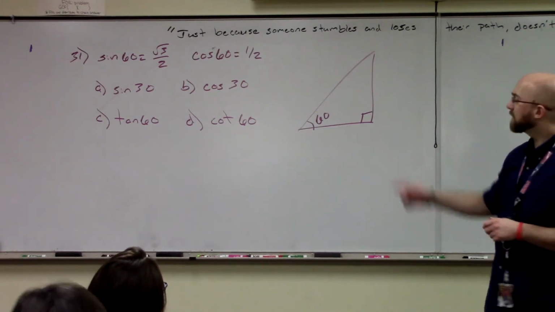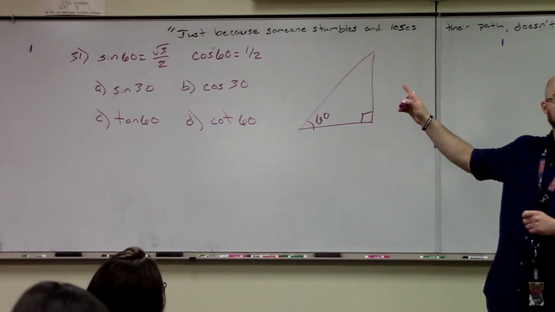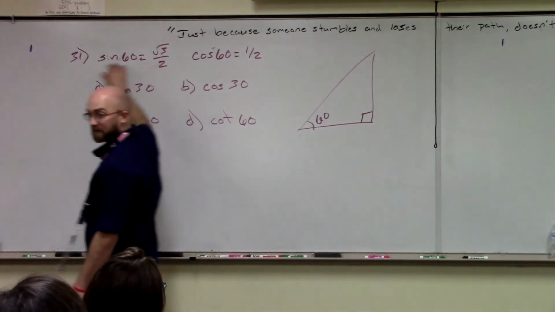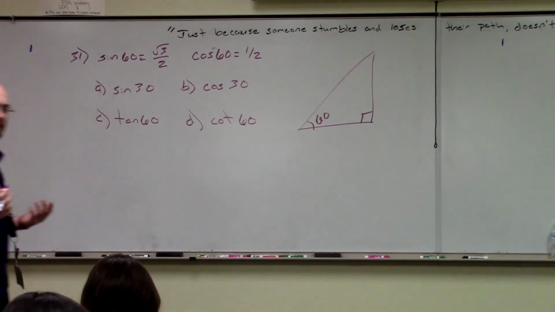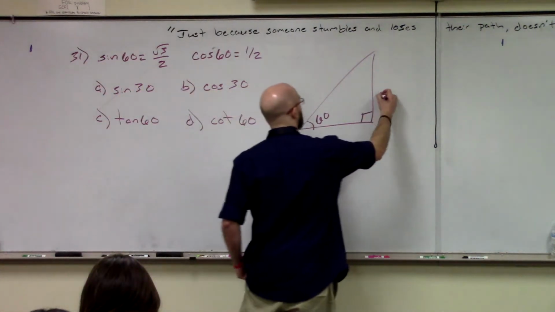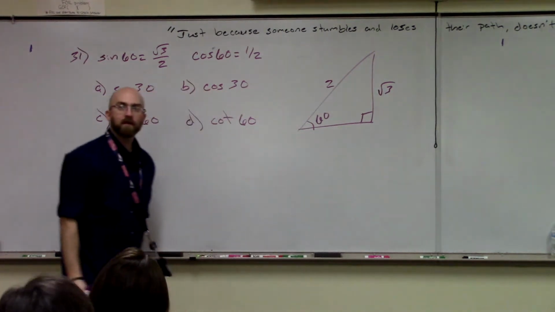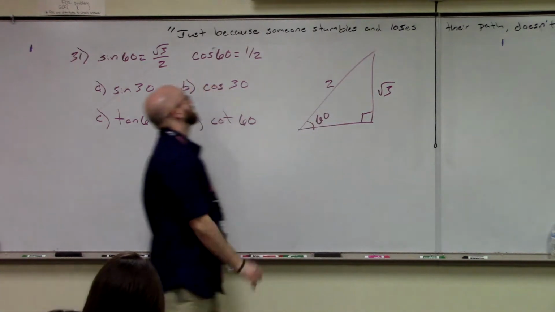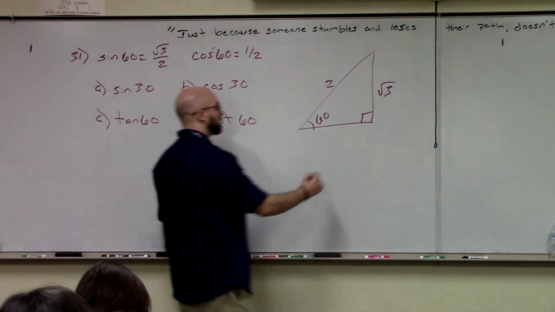Now, based off the information it gives us, can we fill in our triangle? Wait, why 60? Because I have sine of 60 and cosine of 60. So with sine, it's opposite over hypotenuse, so square root of 3 over 2. And cosine is adjacent over hypotenuse, right? So that means this is just 1.